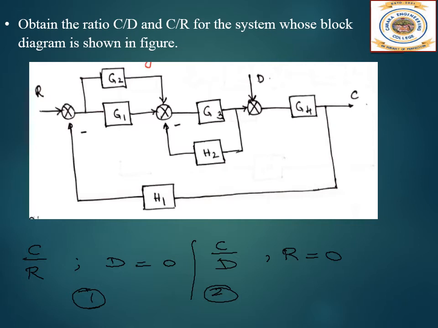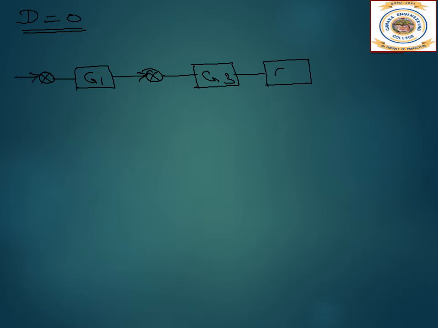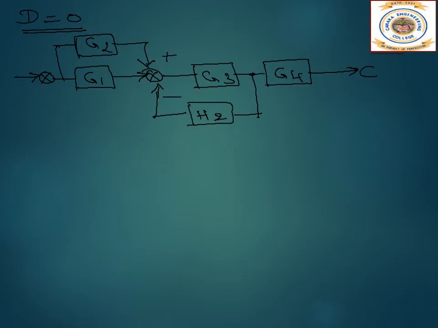Let me redraw this with D equal to 0. We have R over here, then G1, then another summation point, and G3, and that D becomes 0, so that summation point will vanish, then G4, and in feedback we have H2, and here we have G2, this is plus and this is negative feedback, and one more feedback over here, H1.